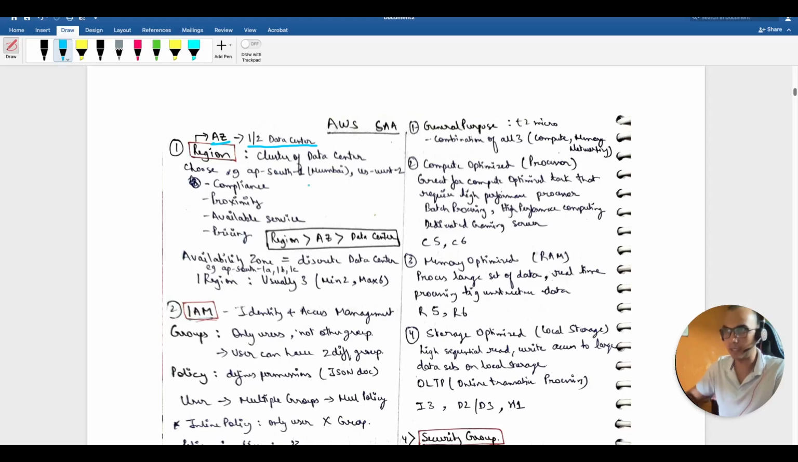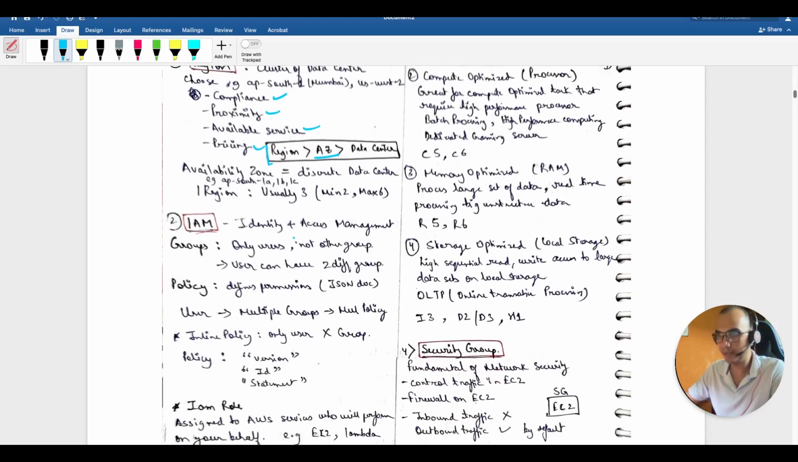And after that, how do we decide which particular availability zone we need? There are these four pillars which will help you decide which AZ, which region you should select. And a region is constituted of availability zones, and an availability zone is constituted of various data centers. Okay, I have put this in a box so that it will be easier for me.